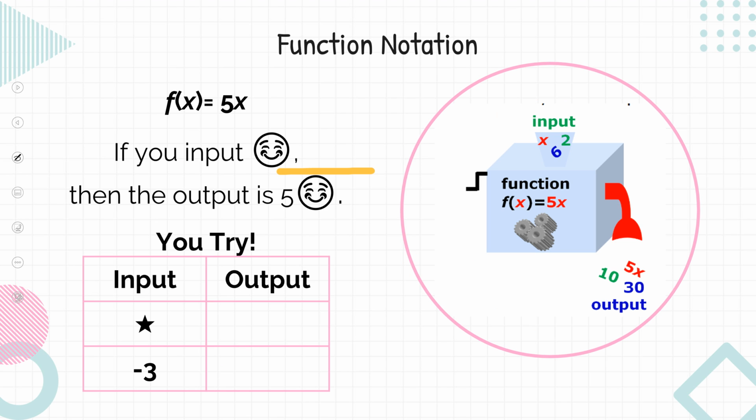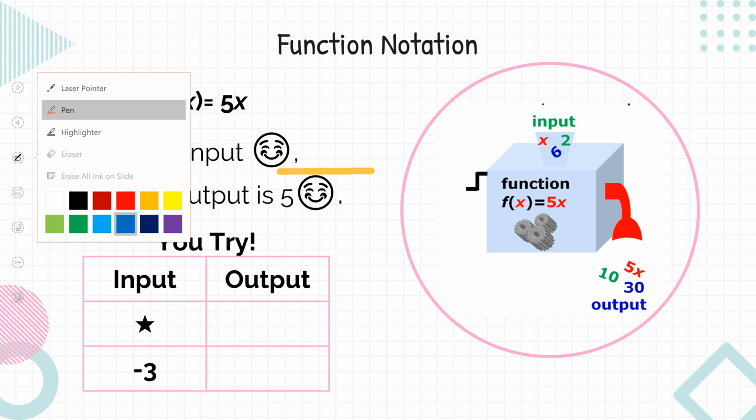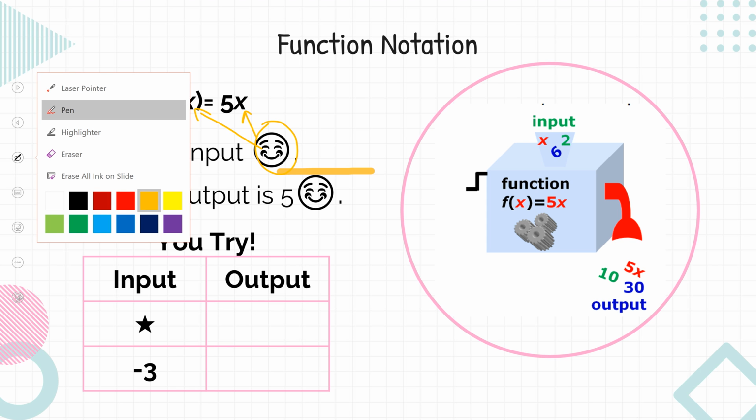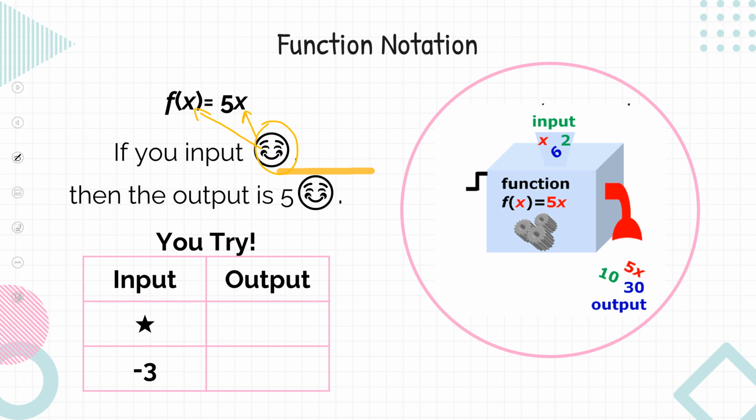So let's look at that a little bit more. Does it matter what you put in for your input? Absolutely not. If you input a smiley face into this function, that just means you're putting the smiley face in. You're substituting it for your x value. So anywhere you see an x, we're going to put a smiley face. So your output then is 5 times that smiley face. You guys try these at the bottom here. When you're finished attempting these on your own, please check your answers.